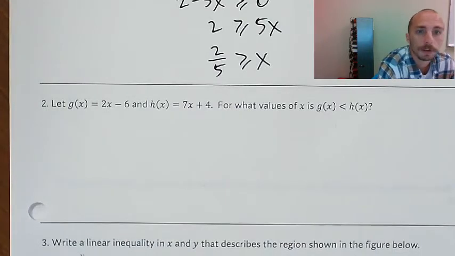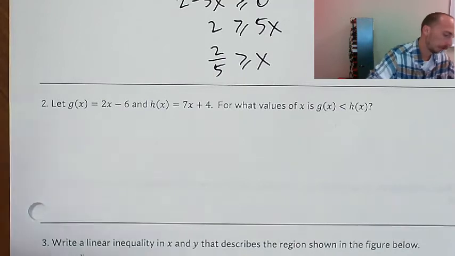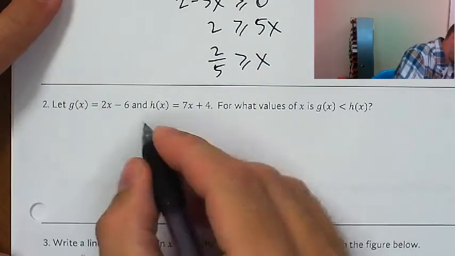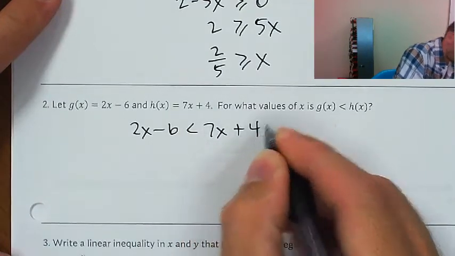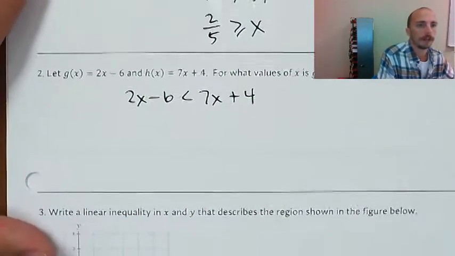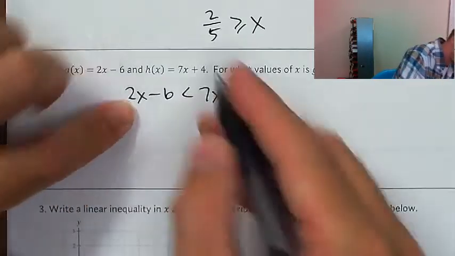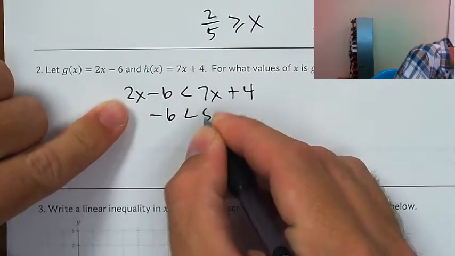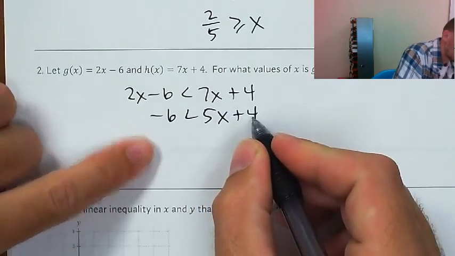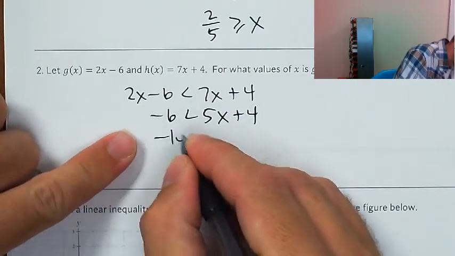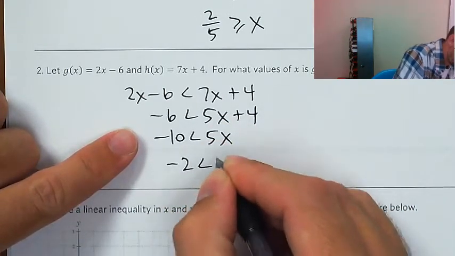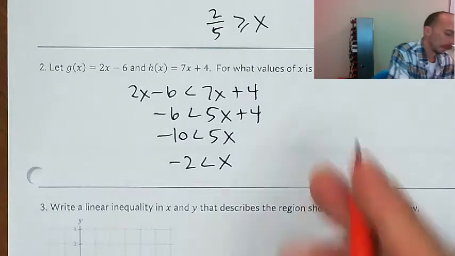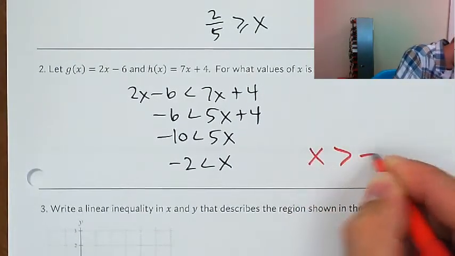So we've got a formula for g. We've got a formula for h. When is g less than h? Okay, we can do that. g is less than h. That means that 2x minus 6 is less than 7x plus 4. And now we're just going to start solving for x. I think I might subtract 2x from both sides. I might subtract 4 from both sides. I might divide both sides by 5. And if negative 2 is less than x, well, that's where x is greater than negative 2.